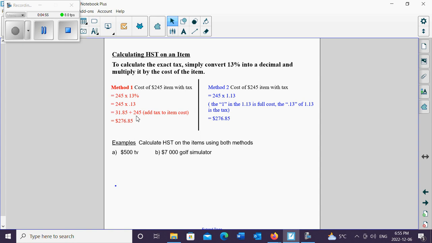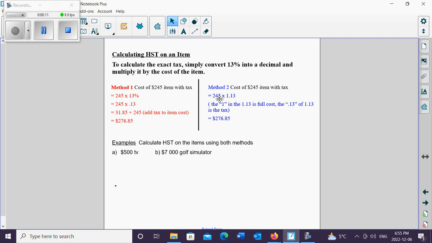Then we've got to add it back to the regular price, or the full cost of the item. And then we put the two together, the item plus the tax, and it's $276.85. That's how you do it and figure it out. But there is a quicker method.